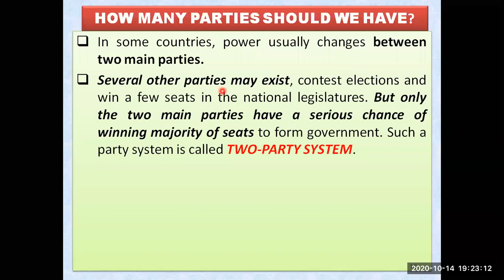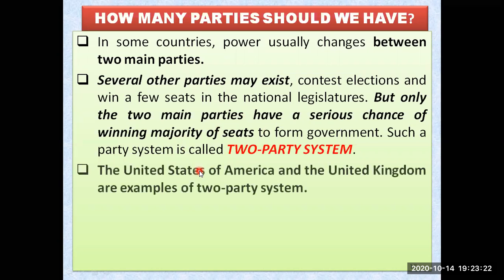So mainly there are only two main parties in many of the countries, but only the two main parties have a serious chance of winning majority of seats to form the government, and that is known as two party system. And the best examples are United States of America and the United Kingdom. They are the best examples of a two party system.